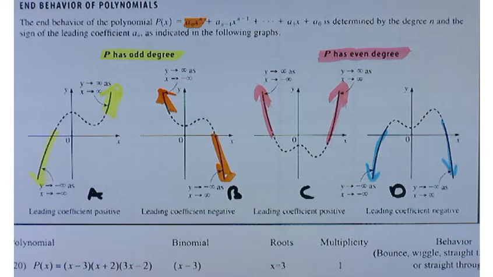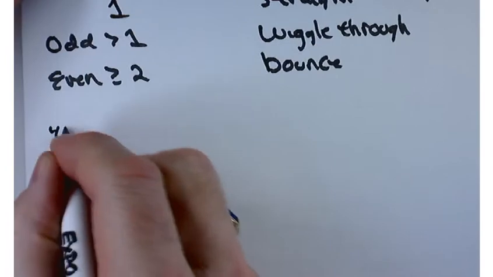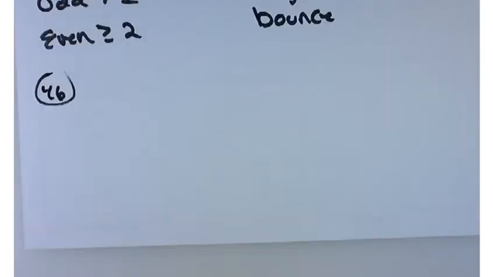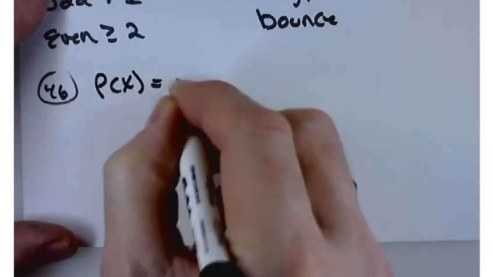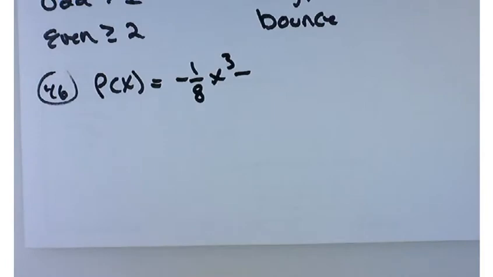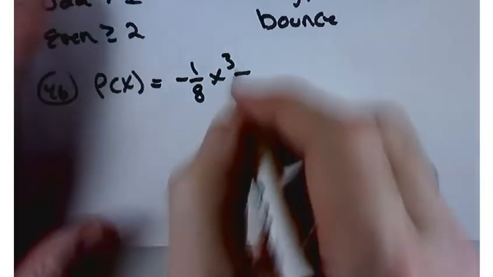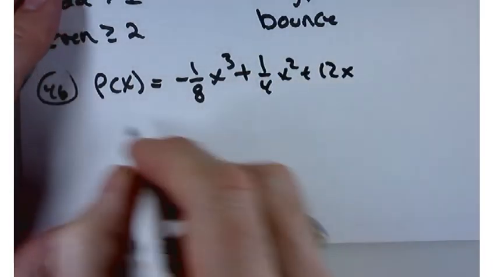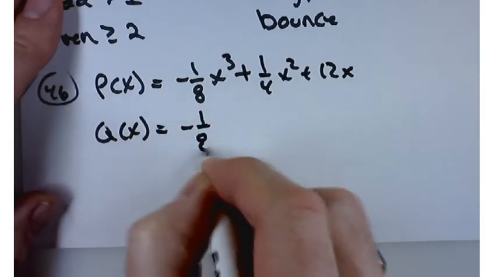Okay, that's nice. Let's see if we can make a prediction about something here. For that, I want to look at problem number 46. We're going to look at 2 different graphs. Let's see here. We're going to look at the graph of y equals p of x equals negative 1/8 x cubed, plus 1/4 x squared plus 12x. And we're going to look at q of x equals negative 1/8 x cubed.